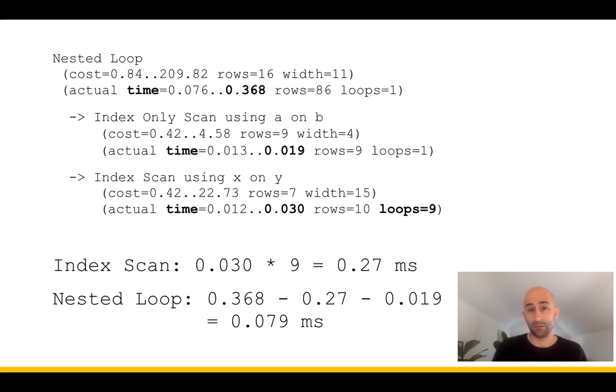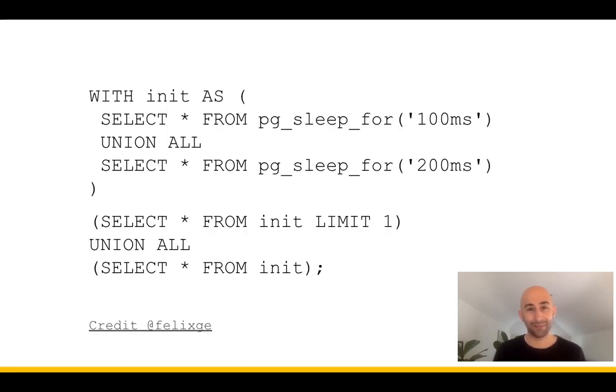So with 0.27 milliseconds, I know the numbers are tiny in this case, but 0.27 milliseconds subtracted from 0.368, and then also subtracting the small contribution from that initial index only scan, we get to 0.079 milliseconds. So a lot less than the 0.27 milliseconds of the index scan. So yeah, that was a simple example.